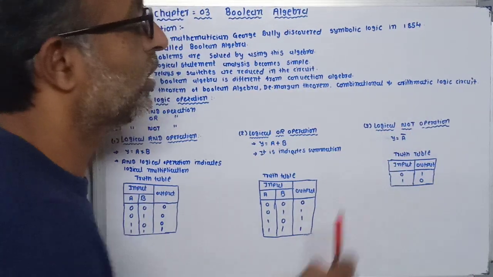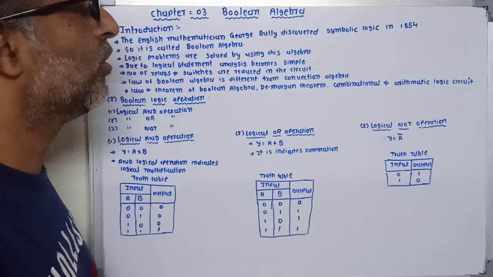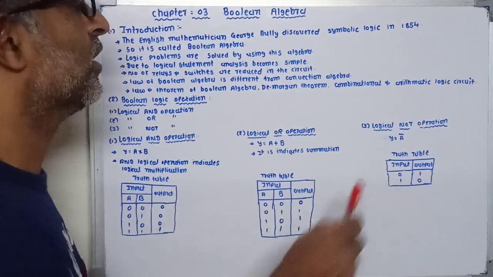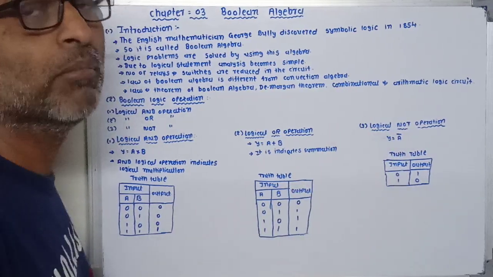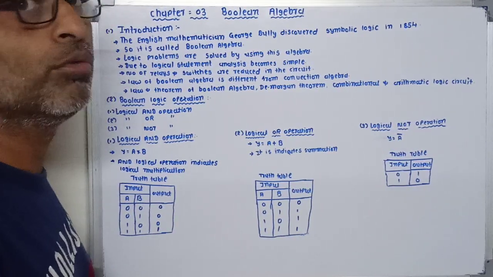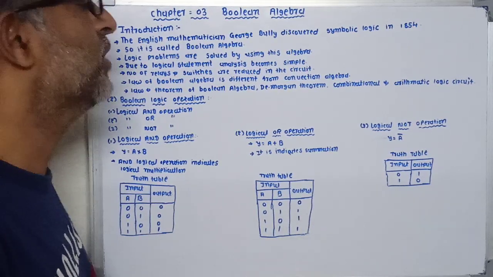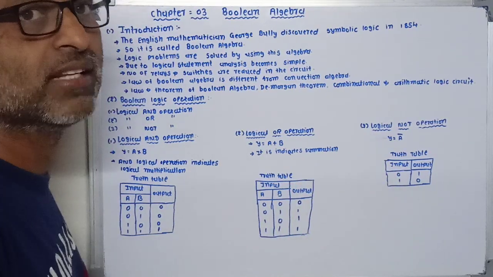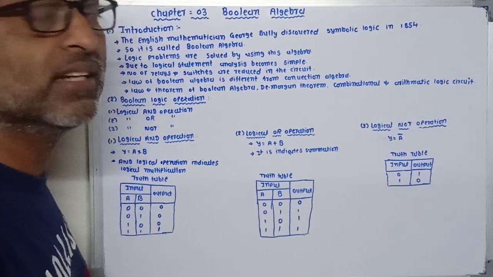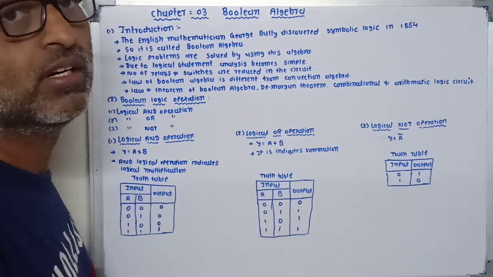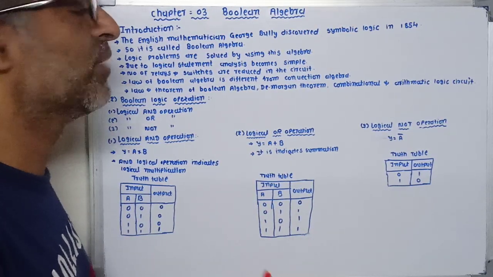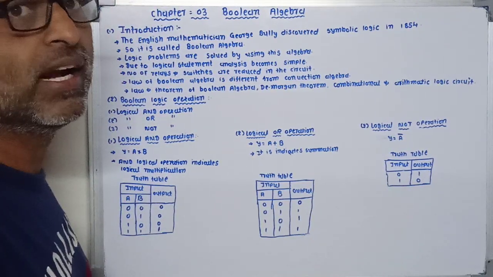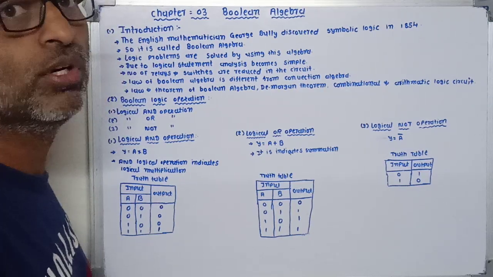Third, logical NOT operation. This is the logical NOT operation. It provides inversion of the input. So here we can write Y is equal to A bar. Bar indicates we will get an output which is the inversion of the input. When we apply 0 level as an input, we will get logic 1 output, that means high level. And if we apply high level at the input side, we will get 0 output.